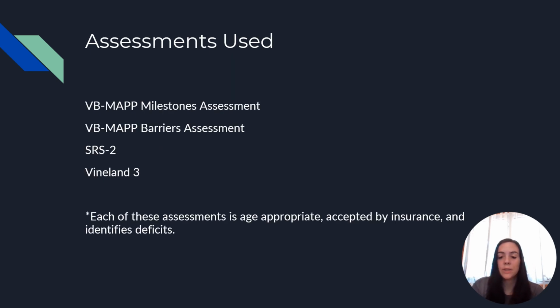Next, I will discuss the assessments used for this client. The assessments conducted for this client were the VB-MAP milestones and VB-MAP barriers assessments, the SRS-2, which is the Social Responsiveness Scale, and the Vineland-3. These assessments were selected because they are age appropriate for this client and are widely accepted across insurance providers to show client deficits and needs for services.